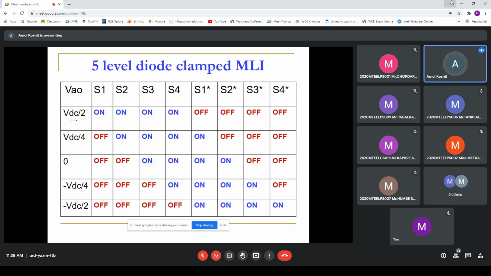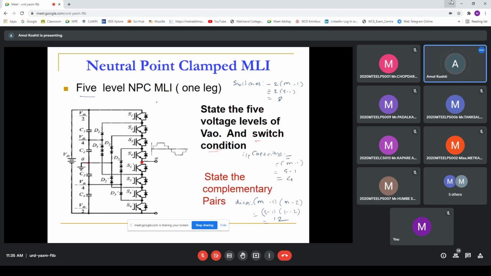Okay, so to get VDC by 2, you just see VDC by 2, S1, S2, S3, S4 is on. VDC by 2 means what? Here we have total input voltage VDC. C1, C2, C3, C4, all these capacitors are of the same value, so obviously this VDC will be equally distributed across these capacitors. Across C1 we get VDC by 4, across C2 VDC by 4, across C3 VDC by 4, and across C4 also VDC by 4. If you add all this you will get total VDC.